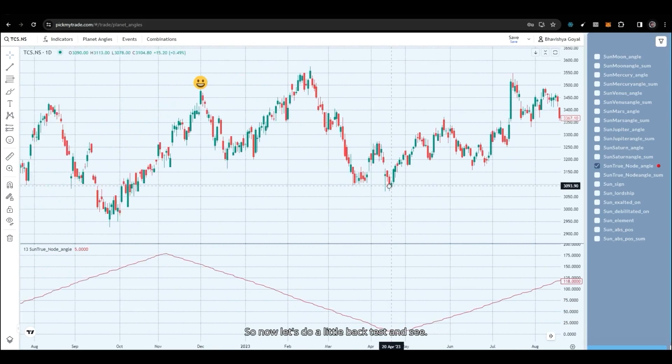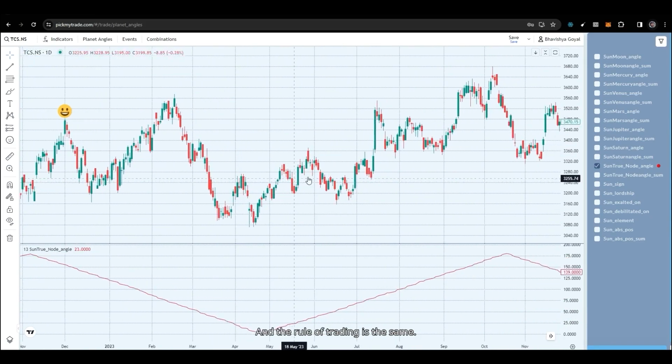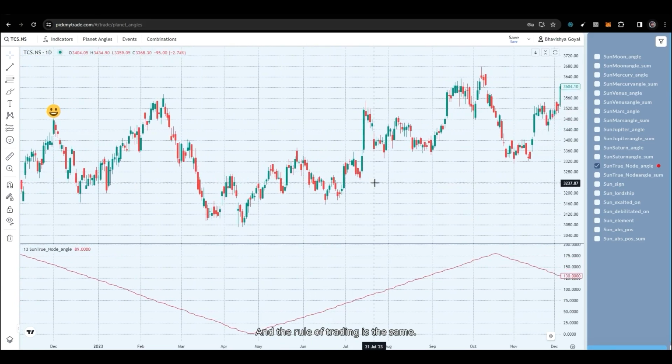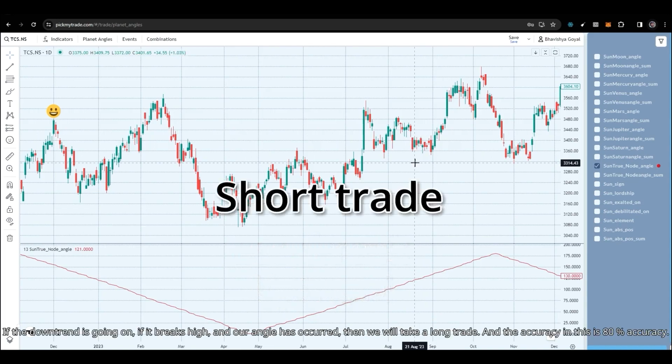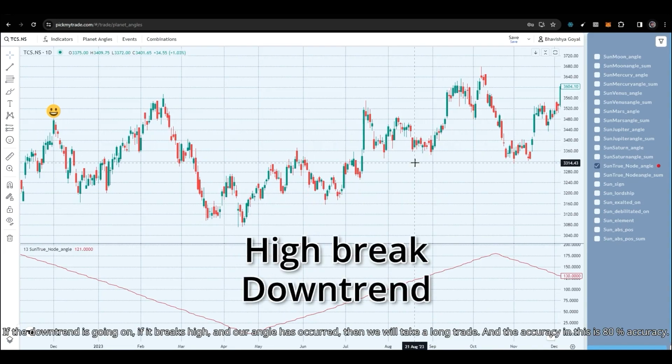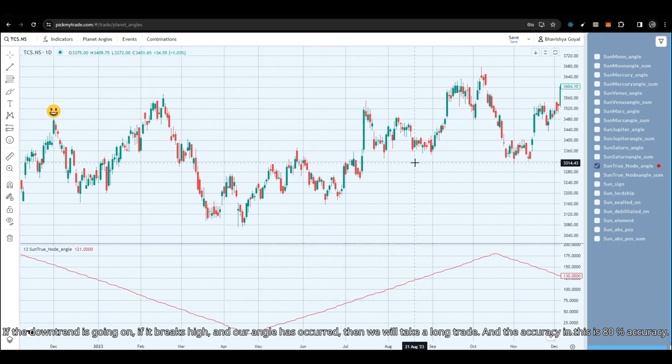So now let's do a little back test and see. And the rule of trading is the same. If the uptrend is going on, if it breaks low, then we will initiate a short trade. If the downtrend is going on, if it breaks high, and our angle has occurred, then we will take a long trade. And the accuracy in this is 80 percent.